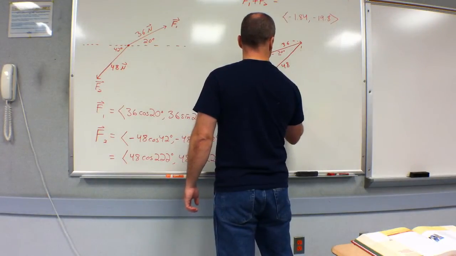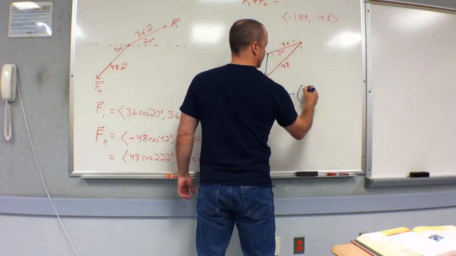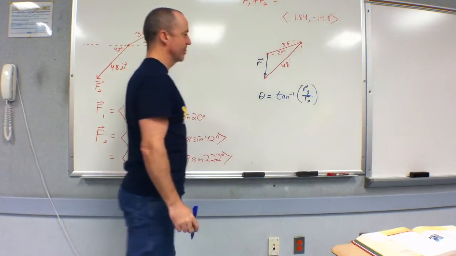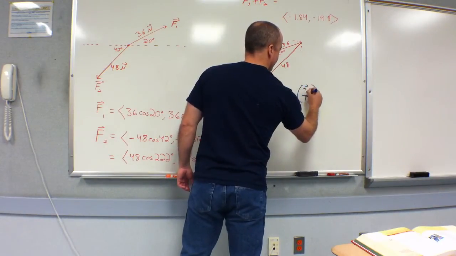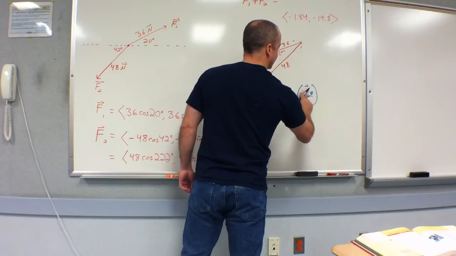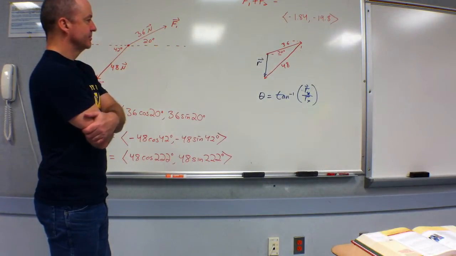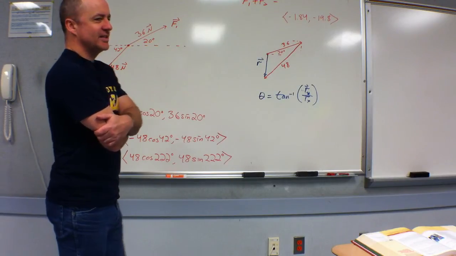theta is going to be the inverse tangent of the y component of the resultant divided by the x component of the resultant. My v sub y looks like a square root sign. Actually, that's because I was going for an r sub y, the resultant's y component. You get the angle to be 84.7.